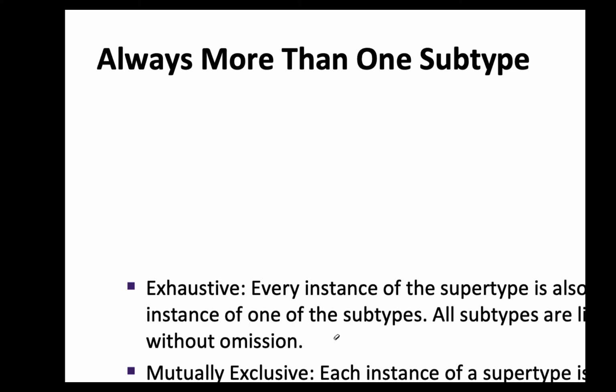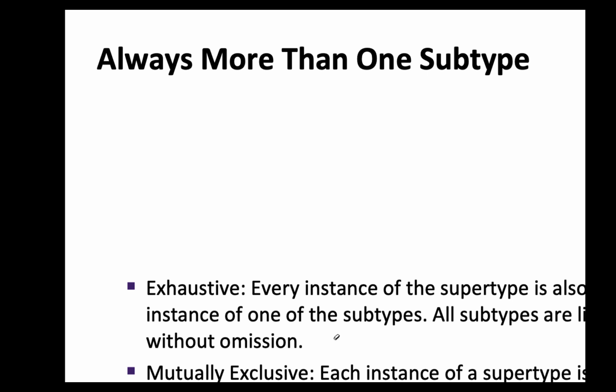So there are always more than one subtype. Obviously, if you have one supertype entity and it has only one subtype, then it means that it's only one entity, right? So it must have more than one subtype. And subtypes could be exhaustive or mutually exclusive. Exhaustive: every instance of the supertype is also an instance of one of the subtypes. All subtypes are listed without omission, okay?